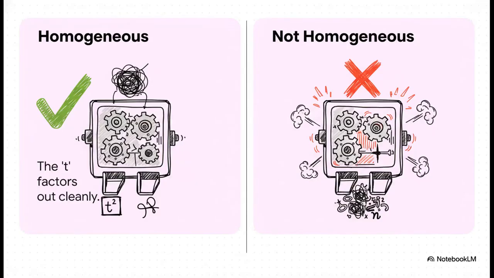Now, let's look at the flip side. Let's see a function that fails the test, like this one, x squared minus y squared plus x minus y. When we do the same substitution, we get a t squared from the first two terms, sure, but we only get a single t from the last two. And because we can't factor out one single common power of t from the whole thing, it is not homogeneous. So the test is really that simple. Either t factors out cleanly, or it doesn't.